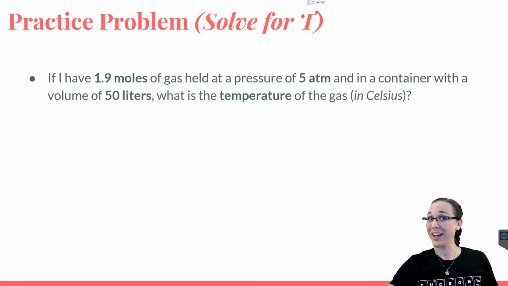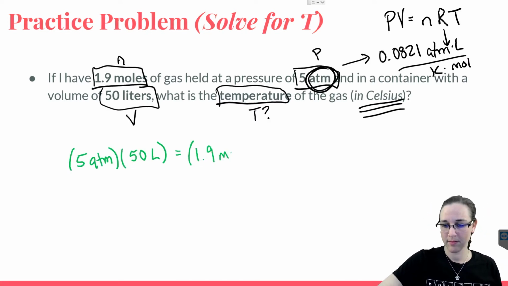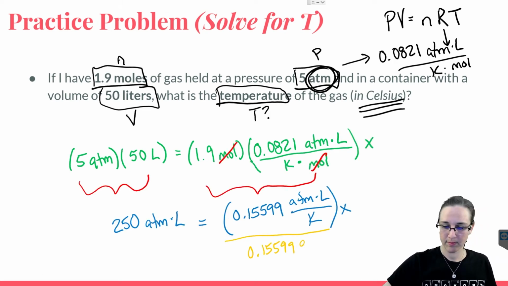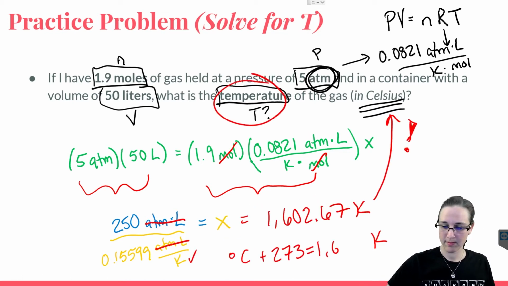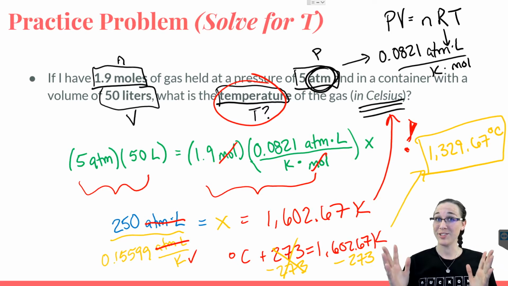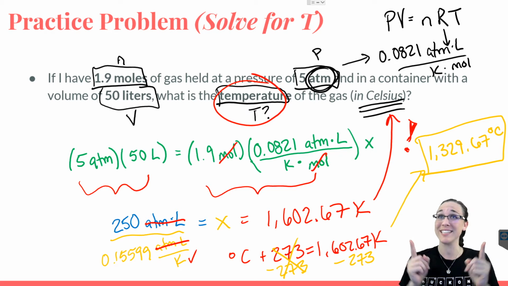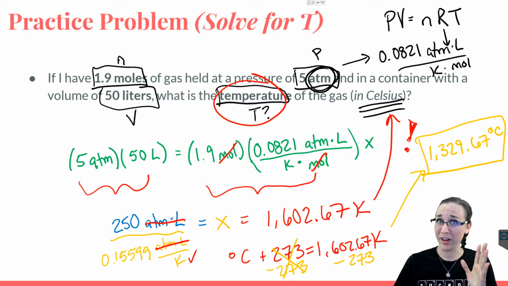Let's see if you got the right answer. Alright, you should have gotten a very hot temperature of 1,329.67 degrees Celsius. Hopefully you're recognizing that the whole premise of this ideal gas law equation is all about units. I'm not drawing out the units every single time because it's fun. I'm doing it to make sure that all of my units do in fact cancel.